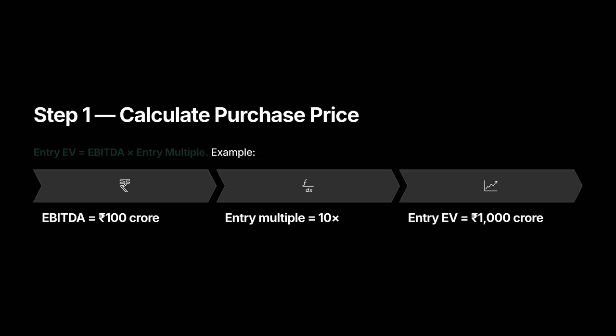Step 1. Calculate purchase price. Start by converting EBITDA into enterprise value. If EBITDA is 100 crore and the entry multiple is 10 times, the entry value becomes 1,000 crore. This number matters because every capital structure decision flows from it.